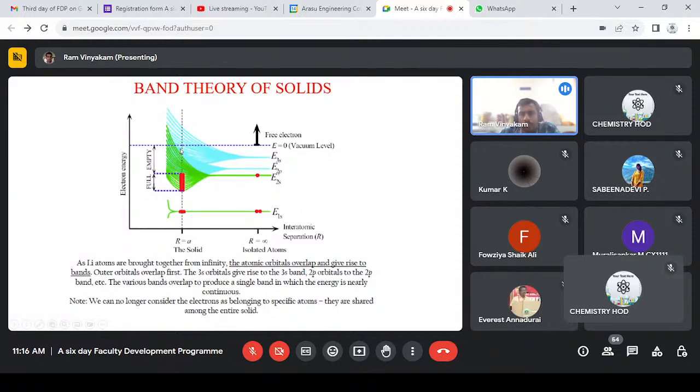When it comes to the topmost orbital at 0 Kelvin, in metals we refer to it as the Fermi energy or Fermi level. In terms of chemistry, in some cases we also refer to it as the chemical potential.